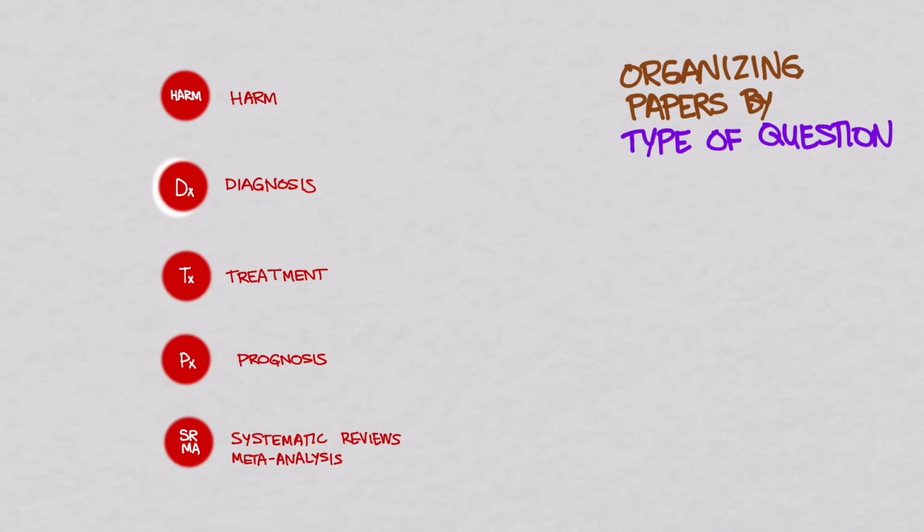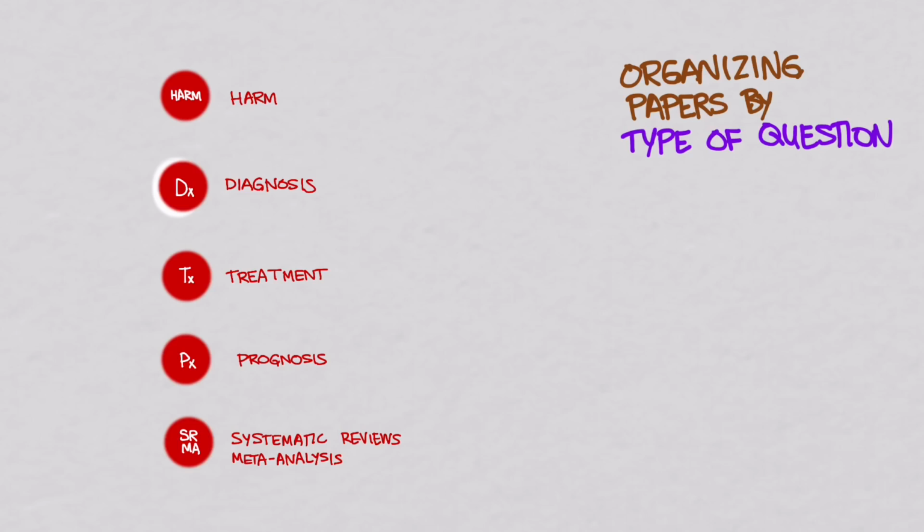There are traditionally 5 different types of questions that you could ask. Questions of harm, like, does this particular exposure or does this drug hurt a person? Diagnosis, how good is this test at diagnosing whether a patient has something? Treatment, does this particular drug help someone? Does it make them get better? Prognosis, if somebody has a particular condition, how likely are they to survive? And systematic reviews and meta-analyses, which ask, what does the body of literature say about a particular topic?